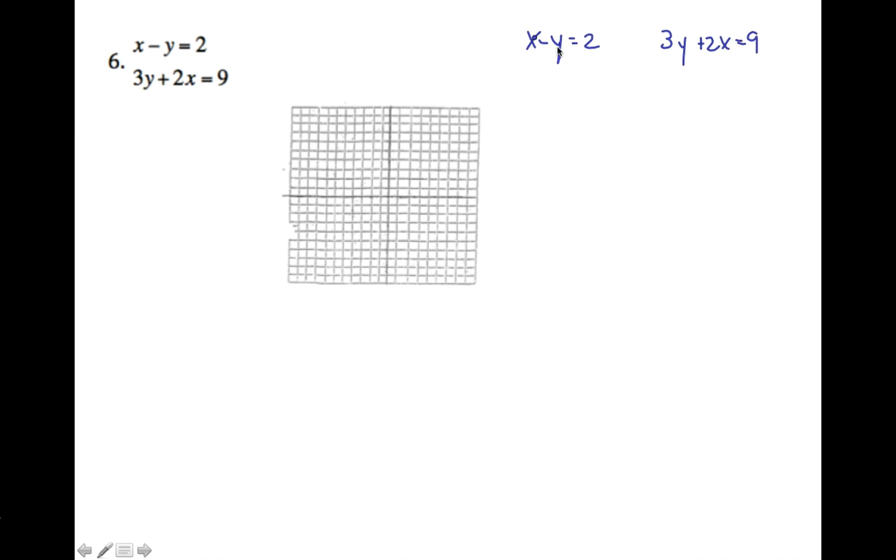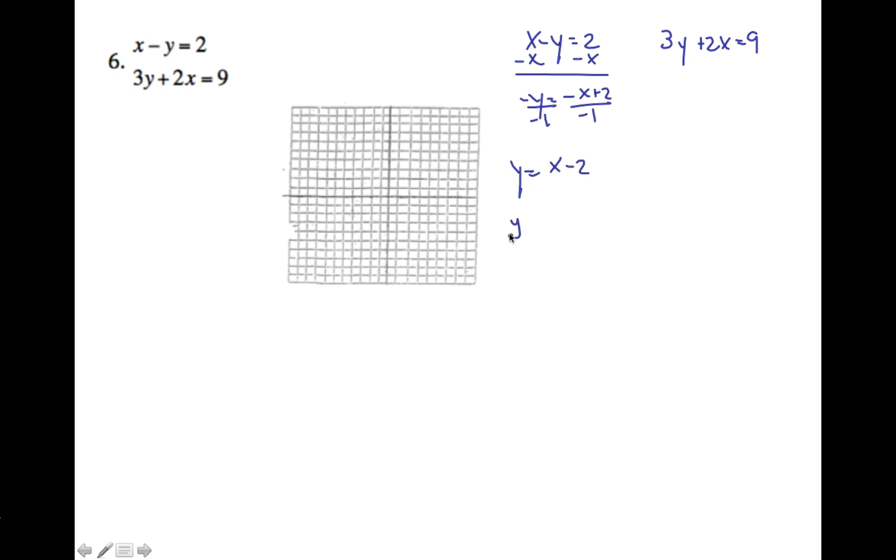You can graph it any way you want. Easiest way is to get y alone. So subtract x. You're left with negative y is equal to negative x plus 2. Divide everything by negative 1. Y equals x minus 2.